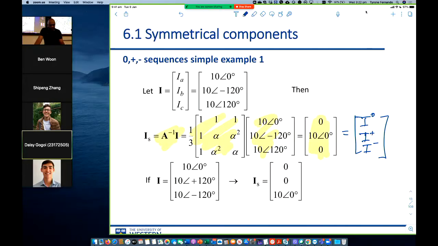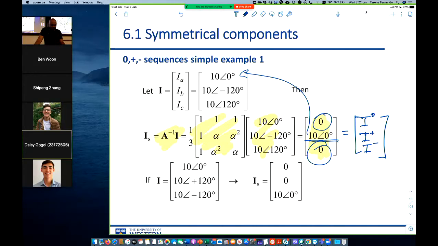So what is important here? Zero sequence component is 0. Negative sequence component is 0. We only have a value for the positive sequence component, which is 10 angle 0.